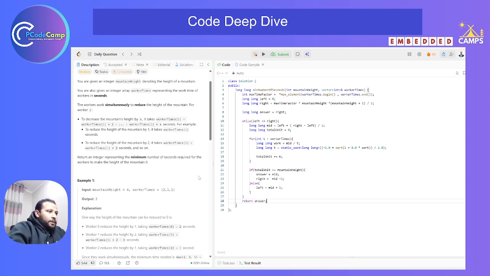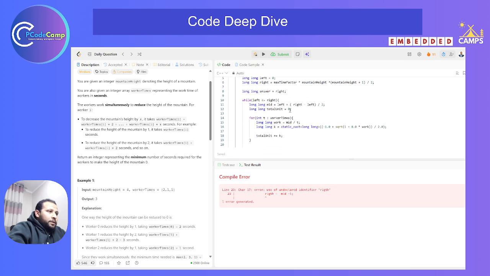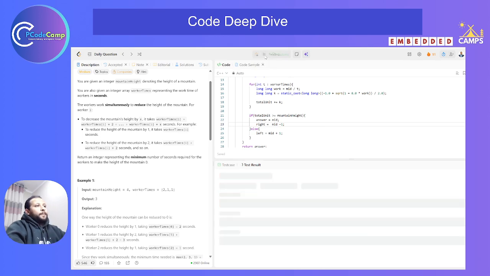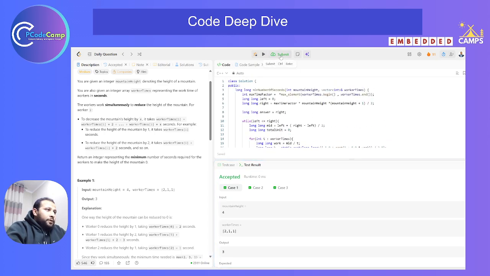Okay, let's now start testing the code. Let's run. Right, mid right, it is not correct. R I G H T, and remove this one. It's now correct, so we can submit it.